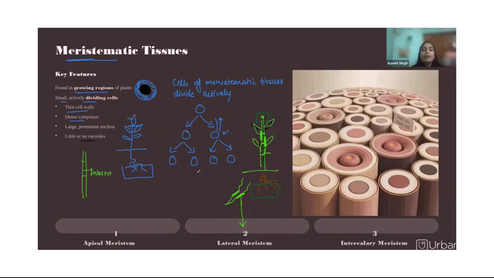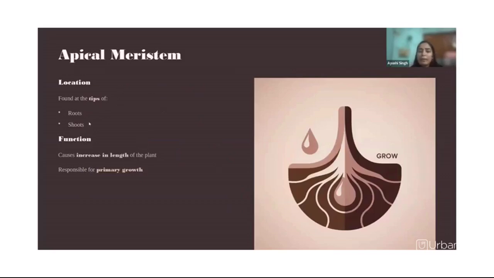Internode. Okay, so intercalary meristem is present between the nodes and the internodes as well. So I hope meristematic tissues are clear. So apical meristem, I have already told you, right? That apical meristem is, just a second.